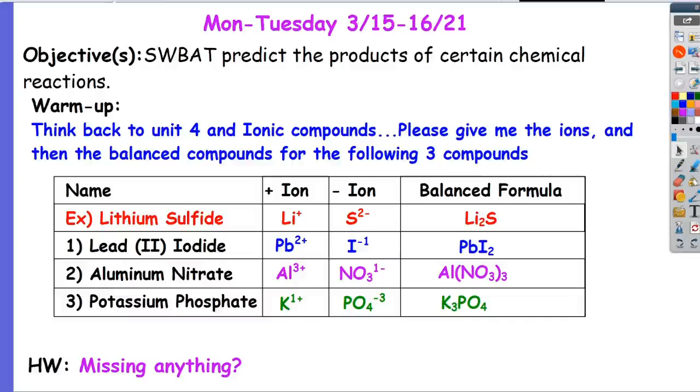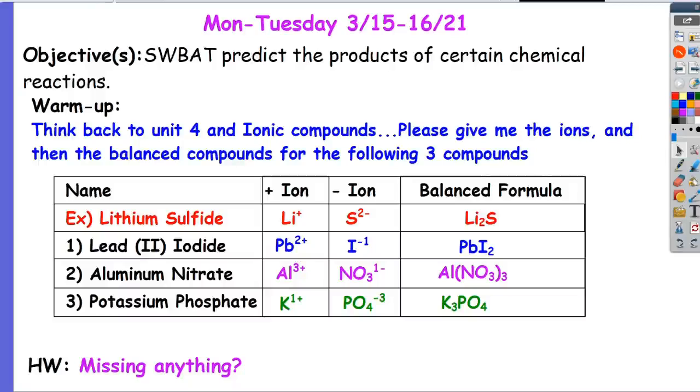Next, I asked for lead-2 iodide. So if I look for my lead, I can see it has a Roman numeral, so that means it's going to be somewhere in the middle of the table. And it is a little bit to the right. It's underneath the staircase. Since it says lead-2, that gives it a charge of +2. Remember, Roman numerals tell us the charge. I like to think of Roman soldiers charging through Europe.